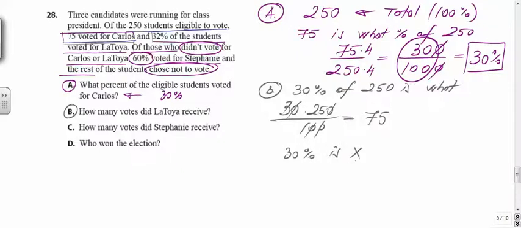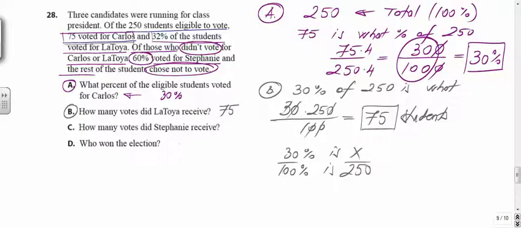Or you may say 30% is an X number of students, but we know that 100% is 250, right? And this is your proportion that you can use. You'll basically end up with the same answer. Okay, 75 students. And this will answer part B, 75. How many votes? Next one.